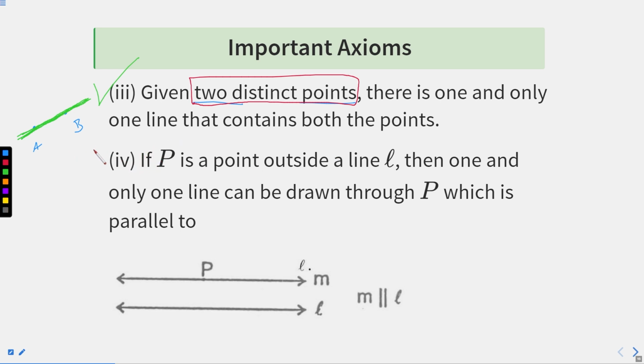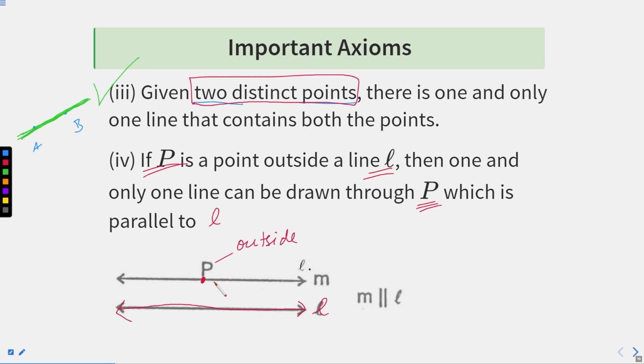Now the fourth axiom says, if P is a point outside a line, so we have a line here, named L, and P is outside the line, then one and only one line can be drawn through P which is parallel to L.